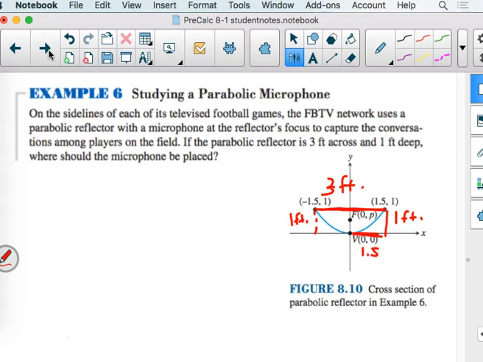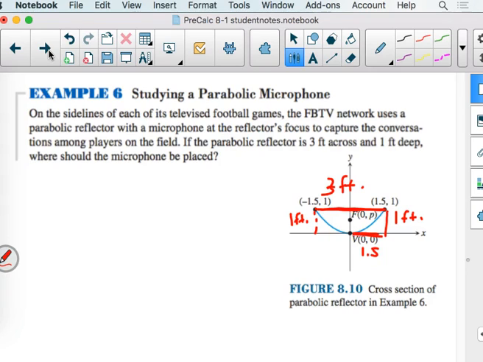So you get to choose whether or not you want to work with positives or negatives. I think most people are going to choose positives, rather than try to keep track of the negatives. So where should the microphone be placed? At the focus. That's where we want it to be placed. But we don't know the coordinates of the focus.